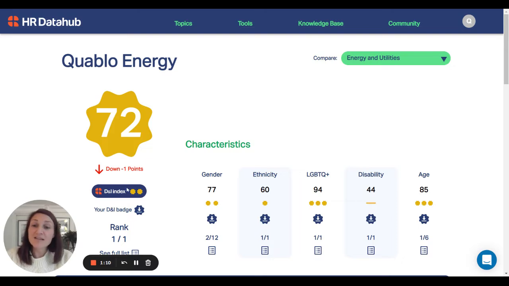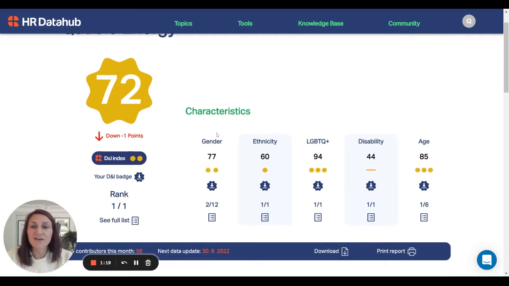We also can see underneath here that you have an accreditation. Here, Quablo Energy has 2 stars out of 3, which is a pretty good job. At a glance here, I can see the individual scores for the different characteristics, so I can get already straight away putting my senior HR director hat on, where are some areas where I'm performing better than others.